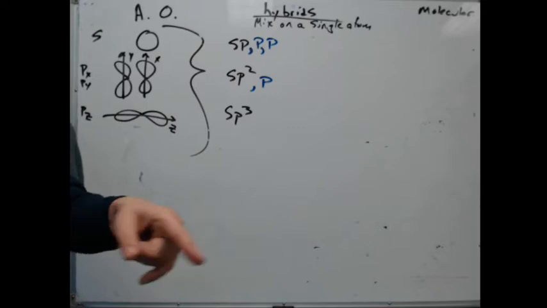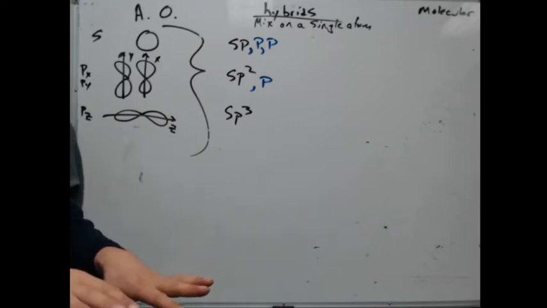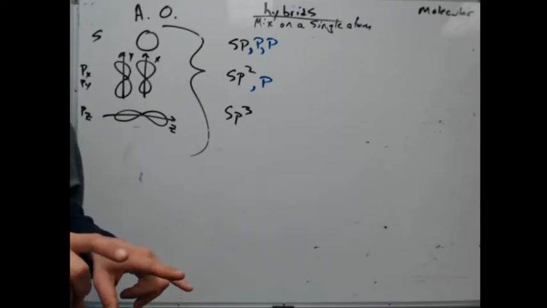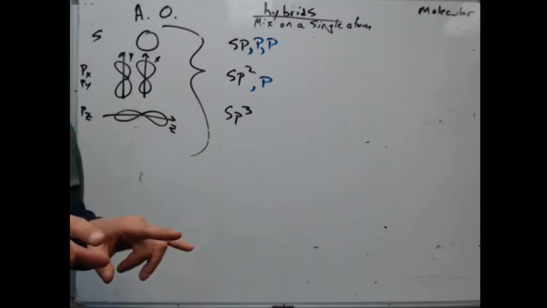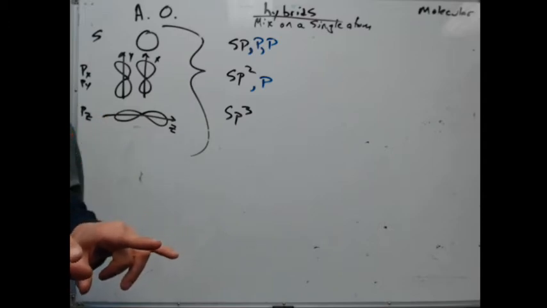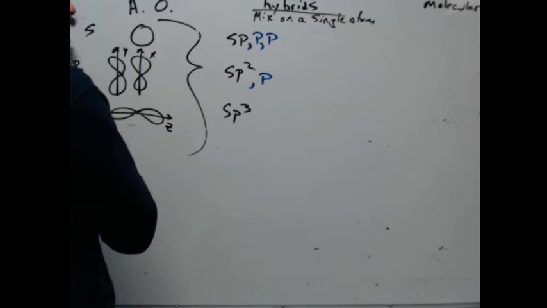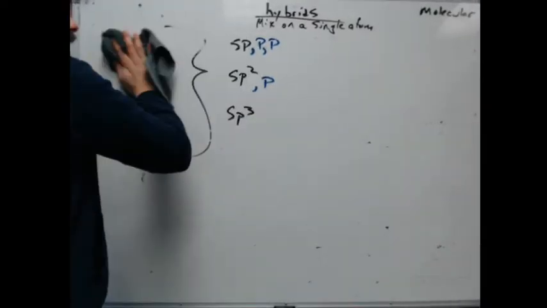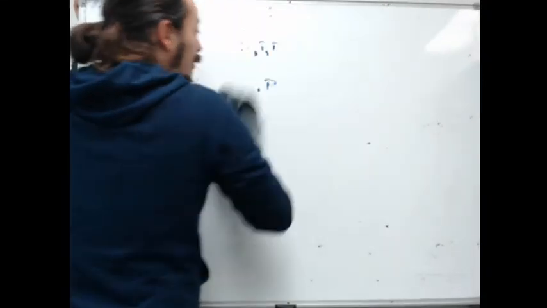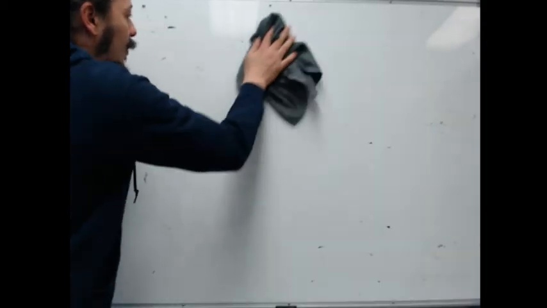Question here and there. On worksheet 4, can you talk about number 8? Before that, anything else about sigma pi hybridization? No. Okay. Let's go to worksheet 4. Worksheet 4, you said number 8? Yeah.